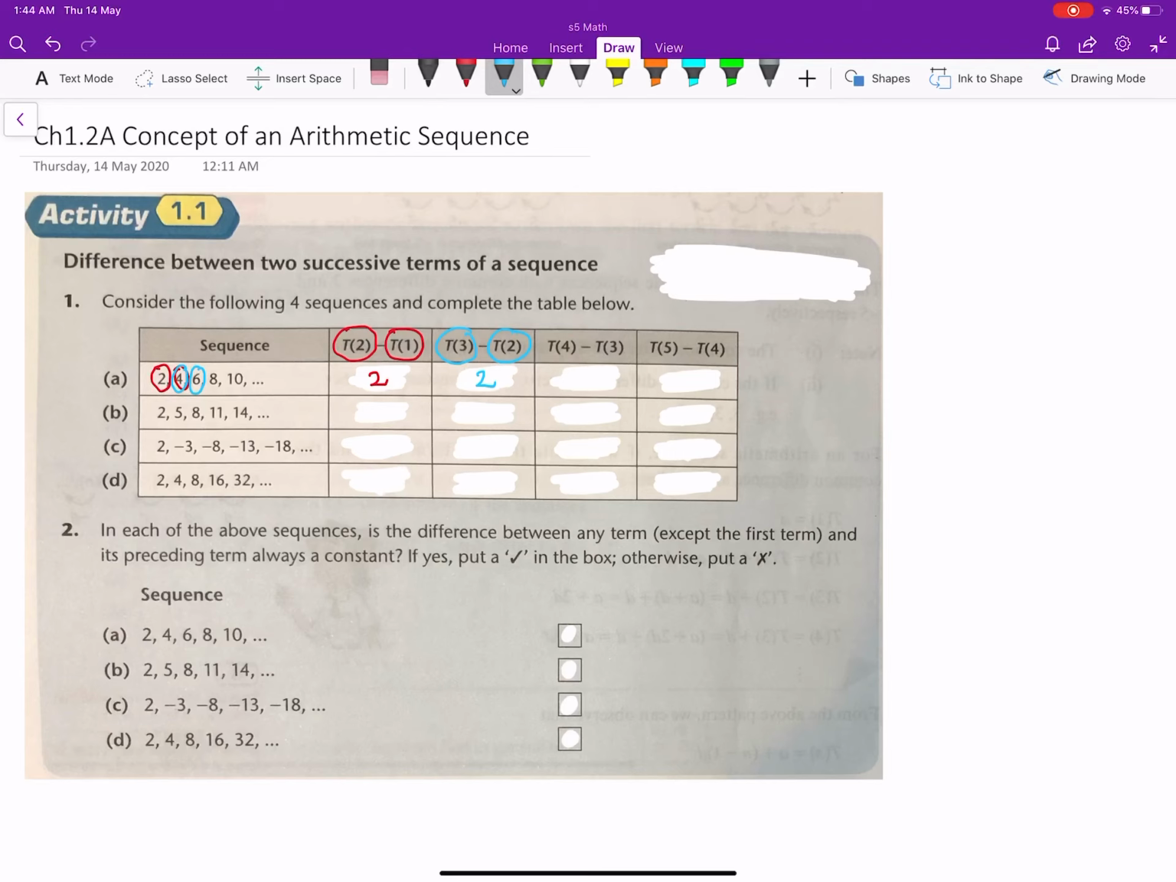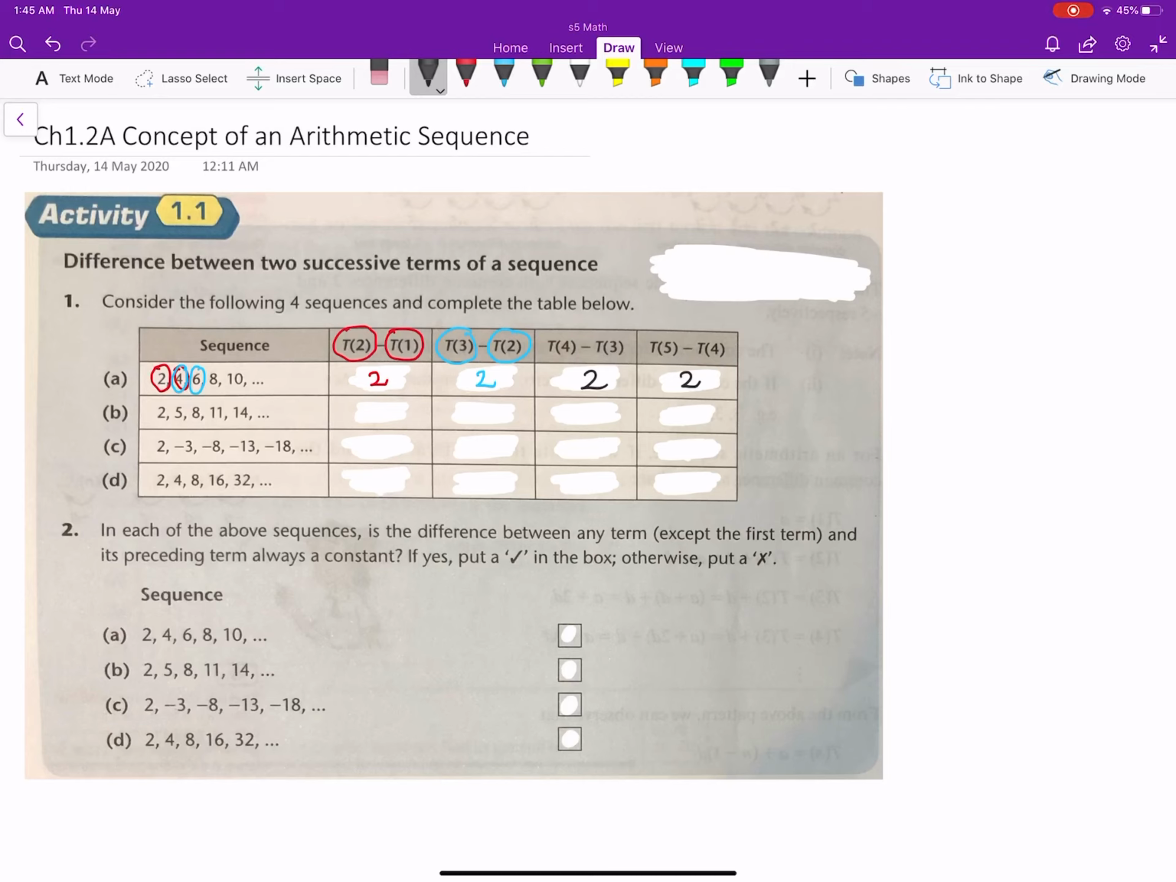And then for the others, the third one will be 8 minus 6, right? So we still have 2. And then for the last one, 10 minus 8, so you still have 2. So you found all are 2 in these questions, but let's first complete all the questions.